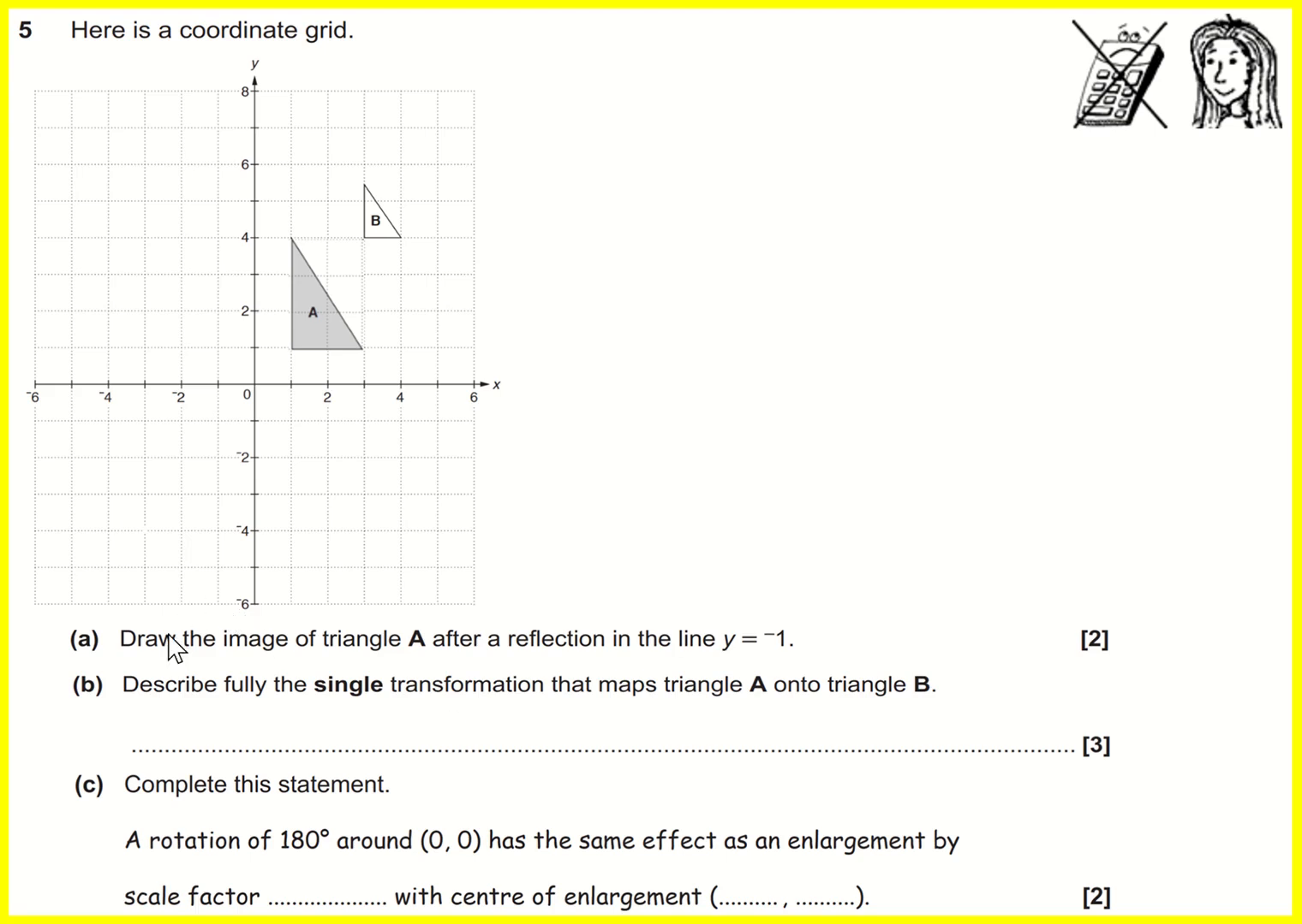Right, we've got a transformations question here. Draw the image of triangle A after reflection in the line y equals -1. That's just basically saying transform A in the line y equals -1. So let's get this line up.